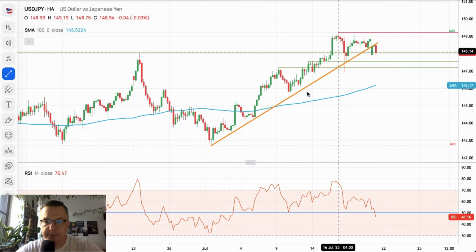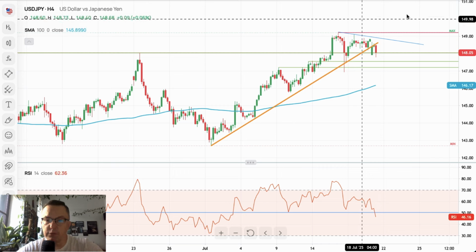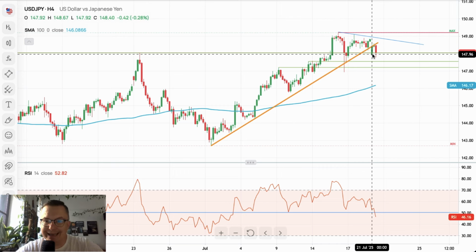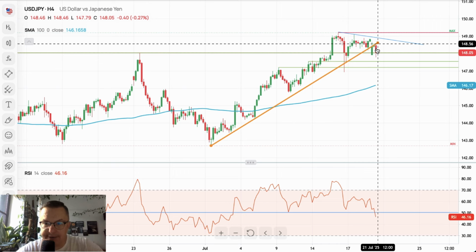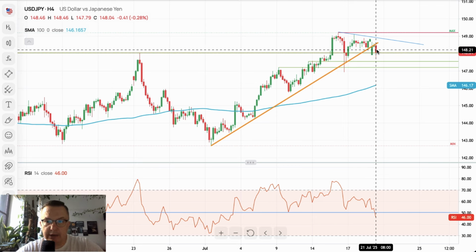Even if we apply the trend line, we can see that the market has been rejected from the blue short-term trend line. Now we open way below the trend line again. Now we are trying to test this trend line breakout, and then, as you can see, we might move lower. Local low is right now already at 147.79.